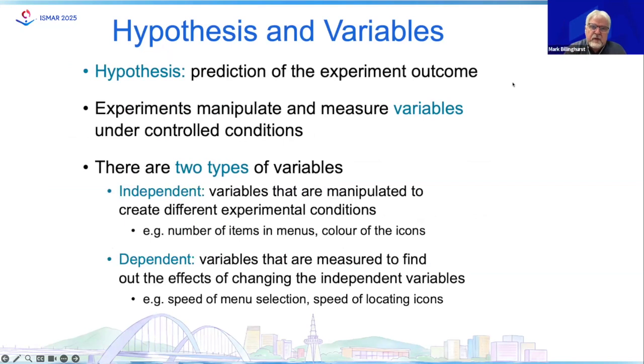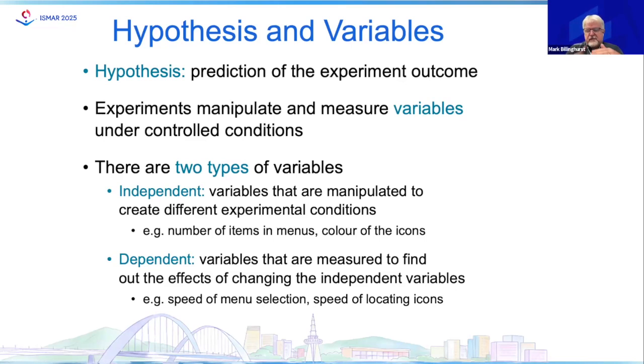And then for all your evaluation, you should have a hypothesis, where you predict what you think the outcome of the experiment is going to be, and then you manipulate and measure different variables. And there's two types of variables. Your independent variables are manipulated to create different experimental conditions.